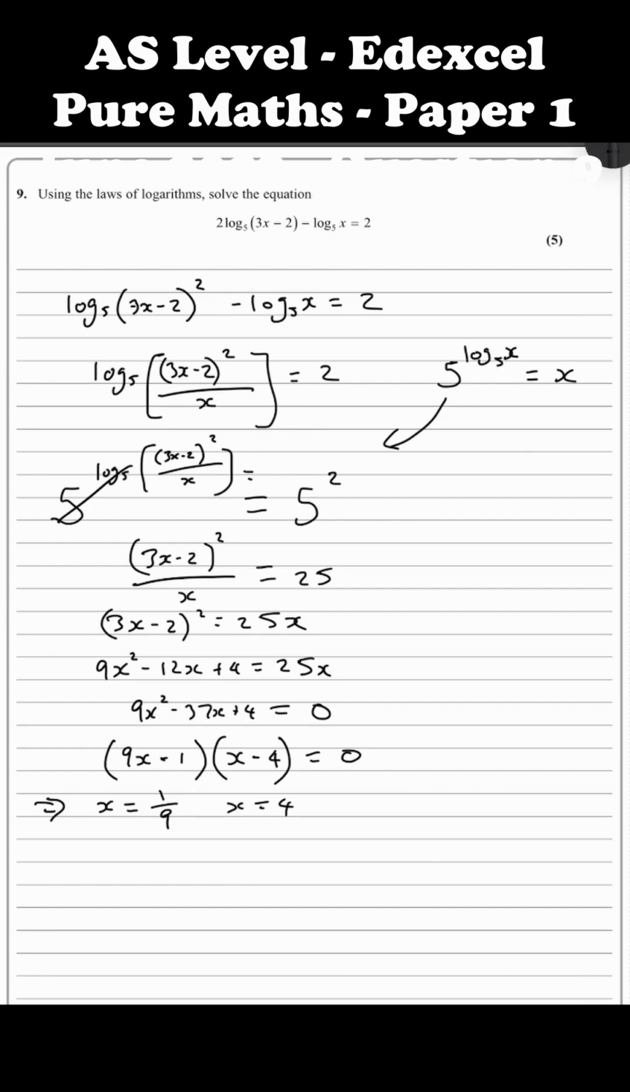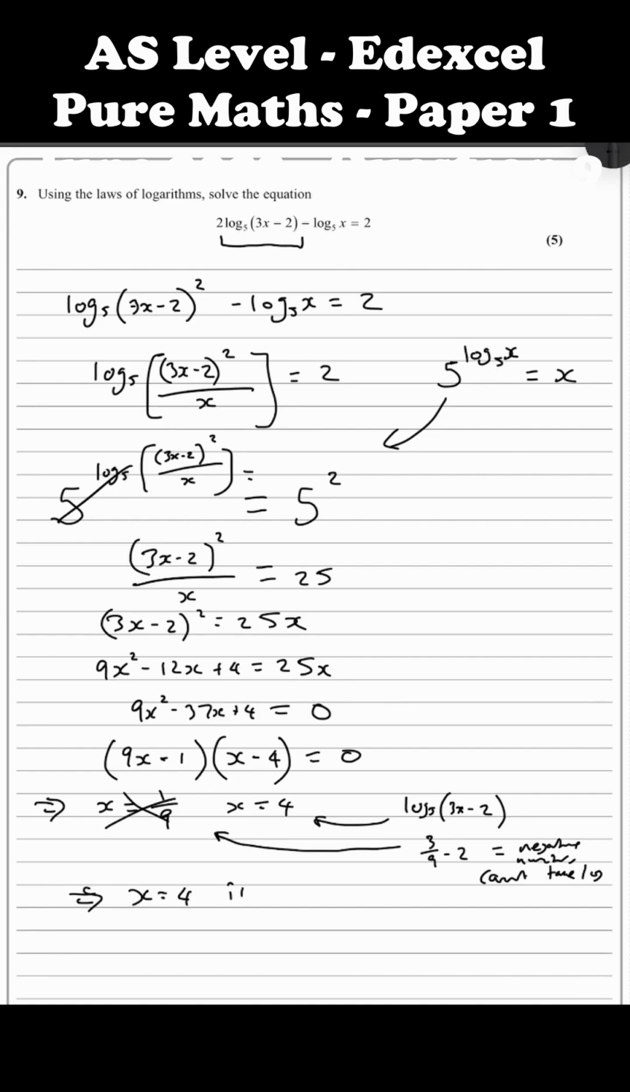But what we just need to check, back at the very start here, we are doing log base 5 of 3x minus 2. So for these solutions, if we do it for this one, we're going to get 3 lots of 4 is 12, minus 2 is 10, that's fine. But if we do it for this one, we're going to get 3 over 9 minus 2, which is a negative number. We cannot take the log of a negative number, which means this is not a solution. Therefore, x equals 4 is the only solution here.